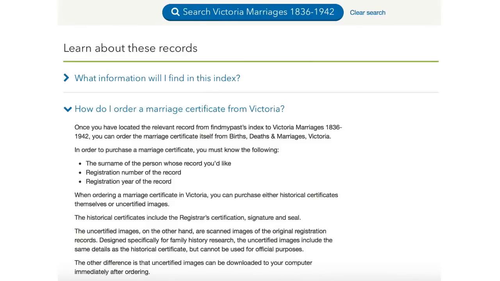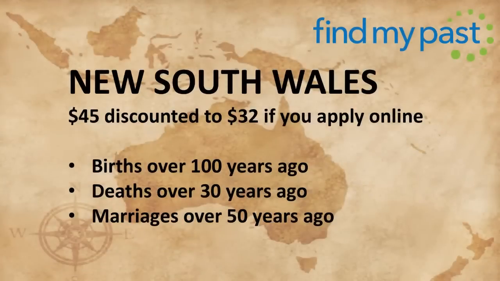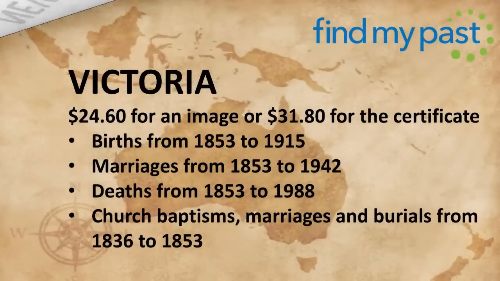Certificate costs do vary from state to state, as well as the historical records available, and are as follows. New South Wales is $45, discounted to $32 if you apply online, for births over 100 years ago, deaths over 30 years, and marriages over 50 years.